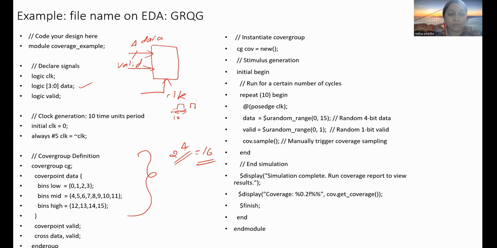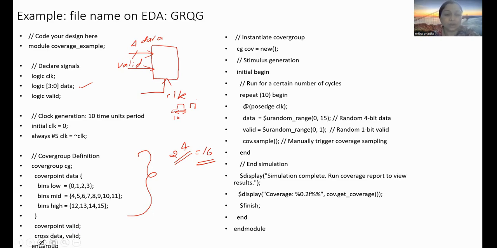Then I have one more cover point because I have valid here. So even that needs a cover point. So cover point valid, if I do not mention the bin for valid, by default it generates bin, and here it's a 1-bit data, and hence it generates a bin of 2 values, 0 and 1.